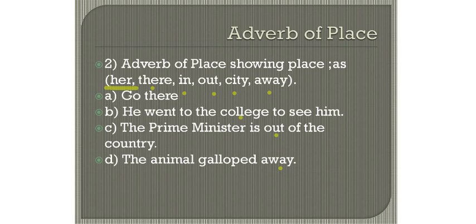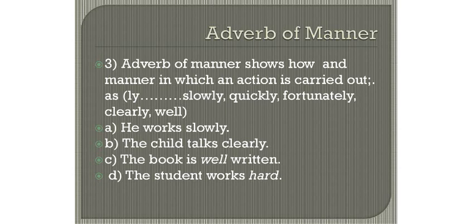Then the adverb of manner. Adverb of manner normally ends with ly, like quickly, slowly, fortunately, unfortunately, clearly, visibly. Some other examples where it ends in ly. Some examples of the adverb of manner: he works slowly, the child talks clearly, the book is well written, the student works hard. In the last two sentences, the book is well written, well is the example of adverb of manner, and the student works hard.